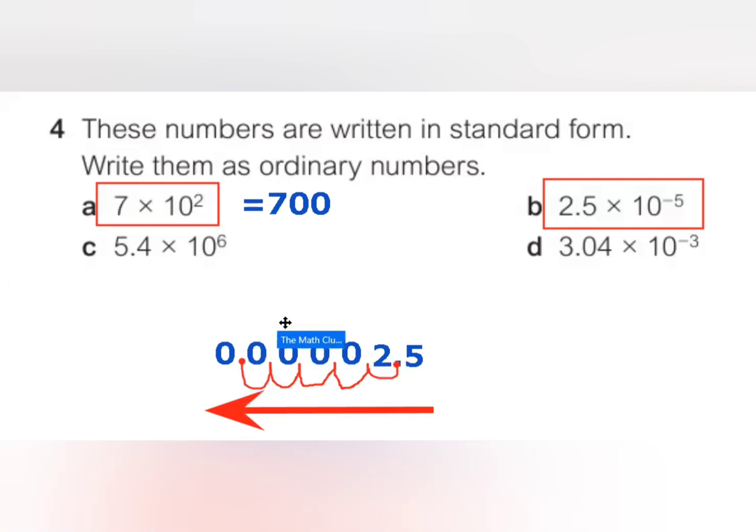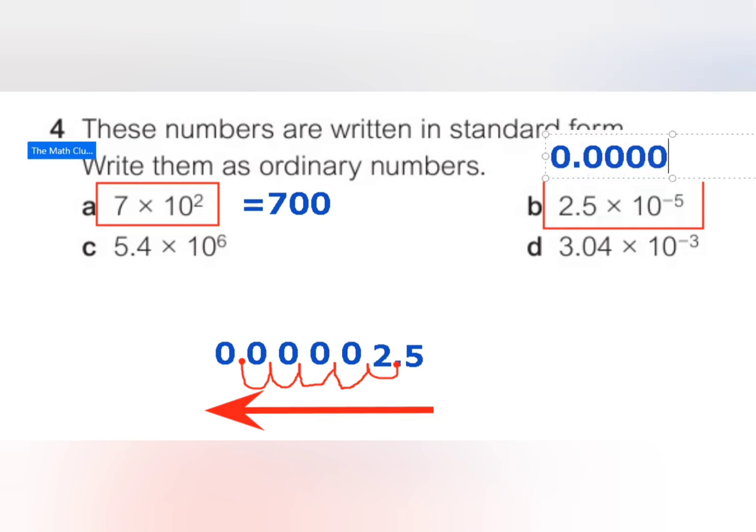And by that, I got the final answer, which is what? Very good. 0.000025. So I'm going to write it here: 0, 4 zeros and 25. And this is how you answer a question like this. Now, for question C and D, they have the same steps, same ideas. You can do them on your own to practice the idea.